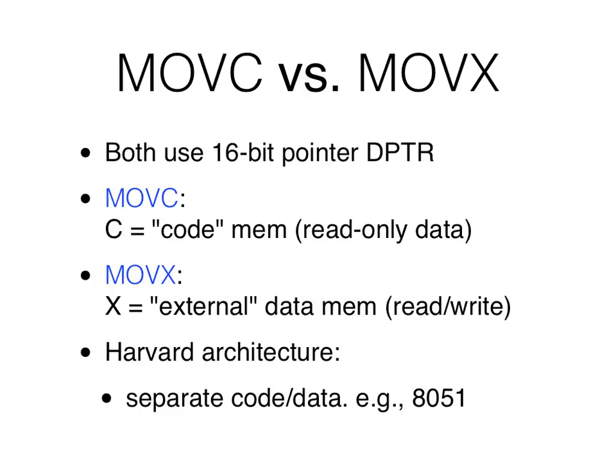Now, movc versus movx. Both use the DPTR, so you have to load the 16-bit pointer. They are different spaces, right? C is code space, that's for execution, and that's actually read-only. So you can run code from there. You can do a constant table lookup like that, but you cannot write to it, at least not with regular instructions.